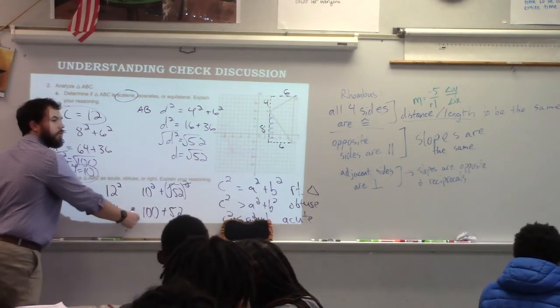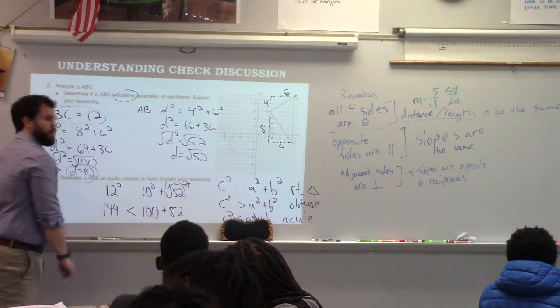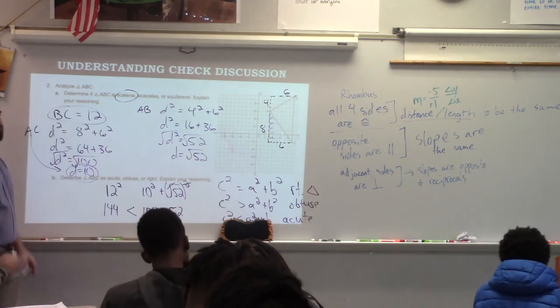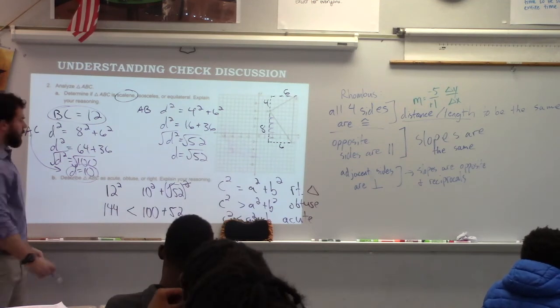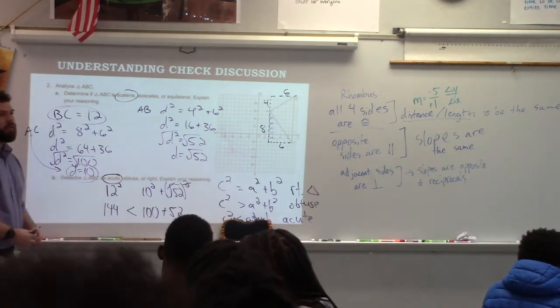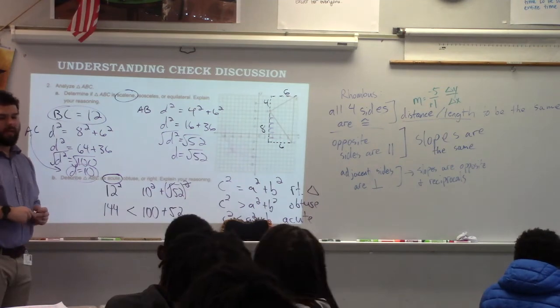144 is more than 100 plus 52? I didn't know you had to add them. You have to add them. 144 is less than the sum of those two, so what kind of triangle are we looking at? Acute. That's what you gotta do. Okay.